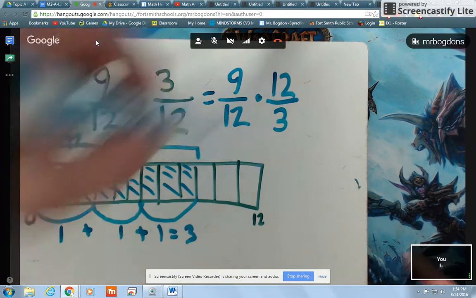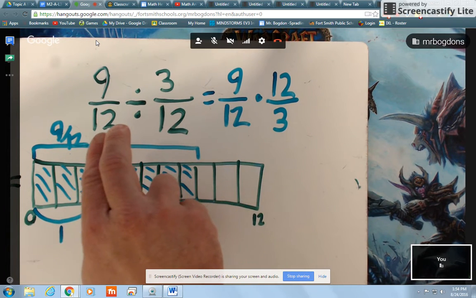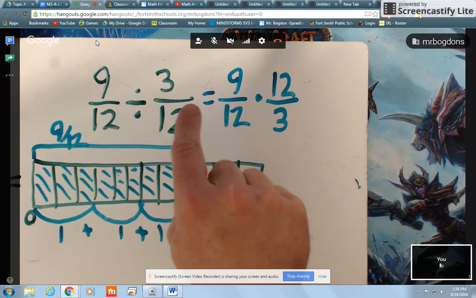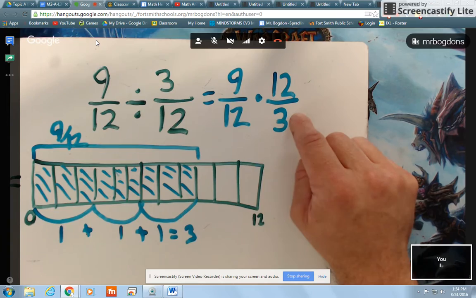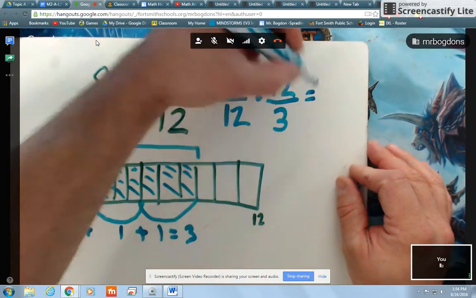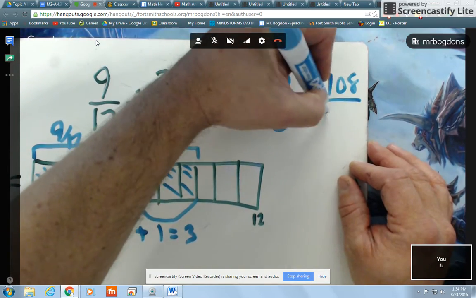So we can see that I'm multiplying by the reciprocal. I've rewritten it. The saying is keep, change, flip. I kept the dividend. I changed the division to multiplication. And I've changed my divisor to the reciprocal of 3/12ths, which is 12/3. Now, I could, if I wanted to, just multiply straight across and get 108 divided by 36.